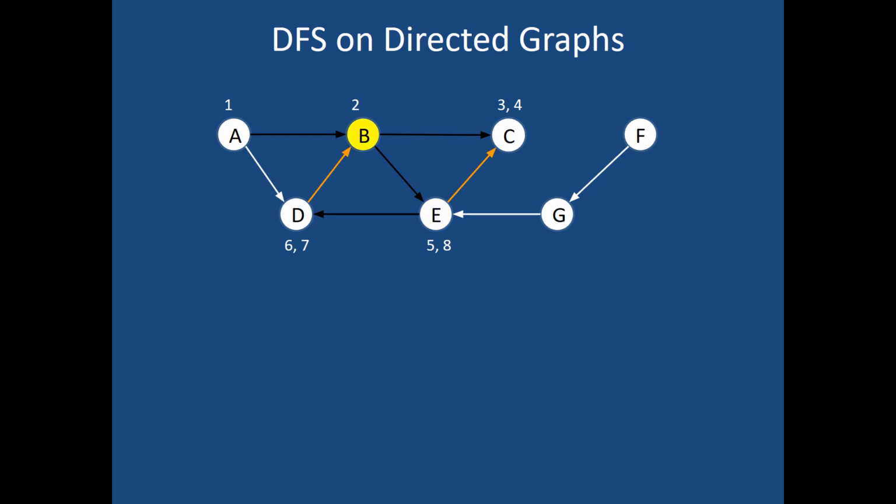We back up to B. We're always backing up along the black edges. B, nowhere to go, so that gets a 9. And now we're back to A, and what happens there? We'll try to go to D. That's a fail. So we get the 10. Now what happens?